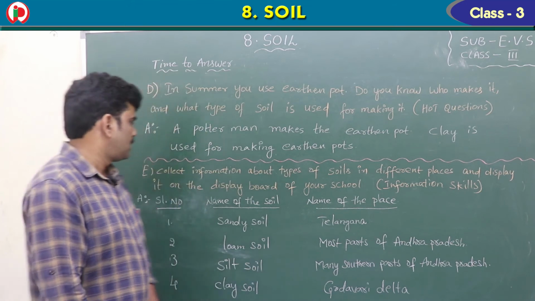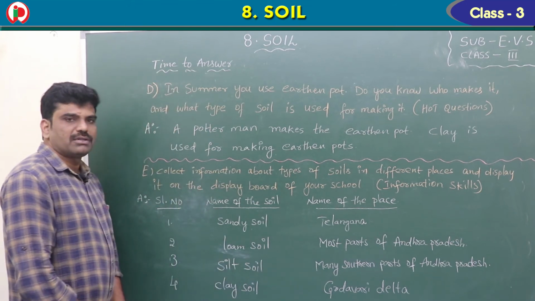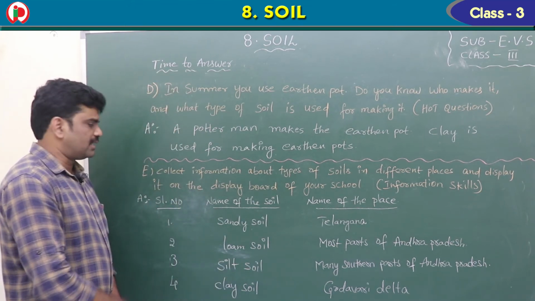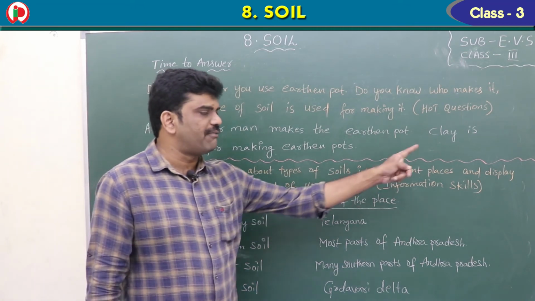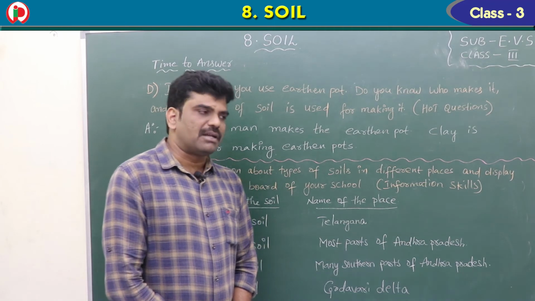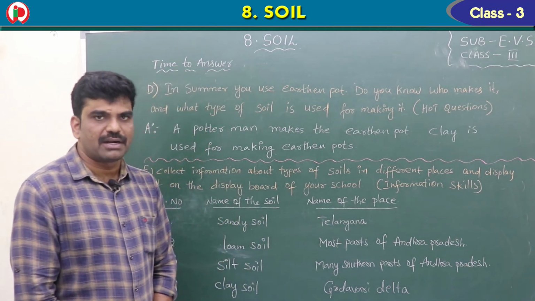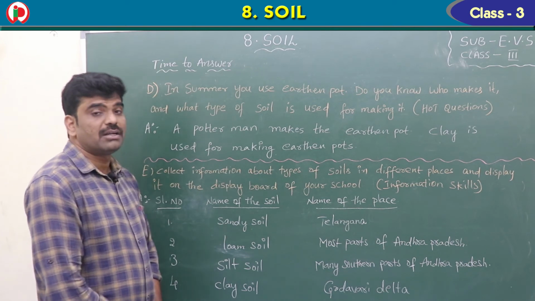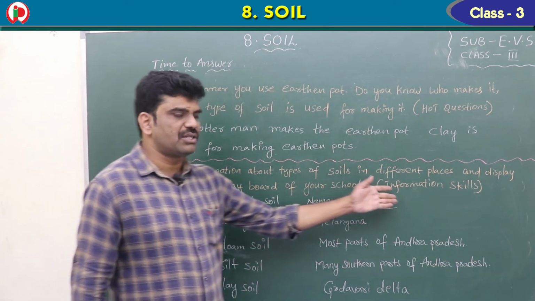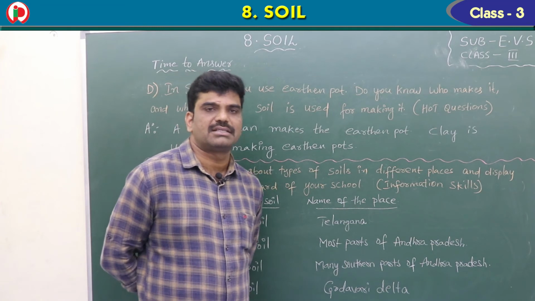Clay. Next one, information skills question, that is E. Collect information about types of soils in different places. Why? Because you know that different places have different types of soils. And display it on the display board of your school. This is the question related to information skills.